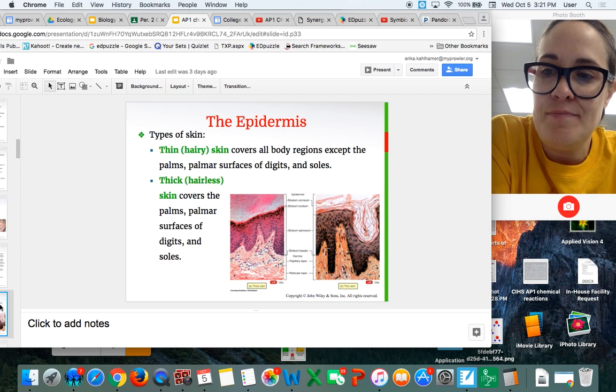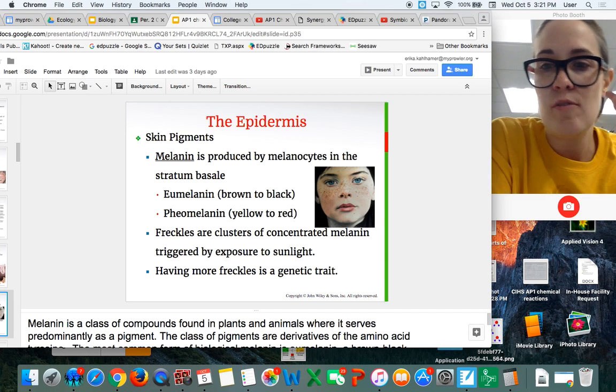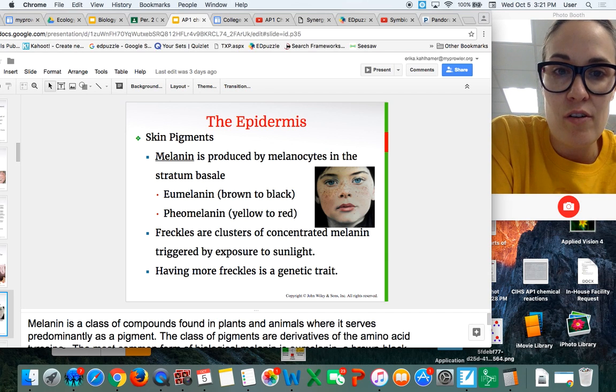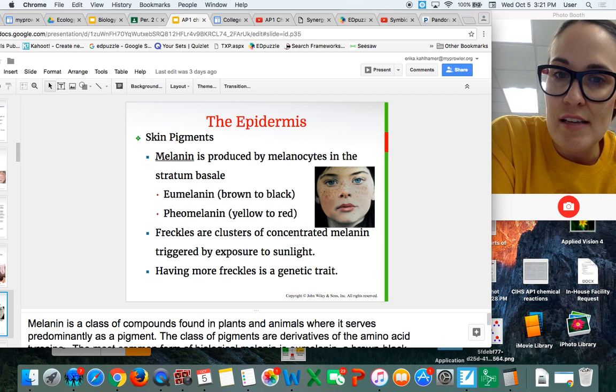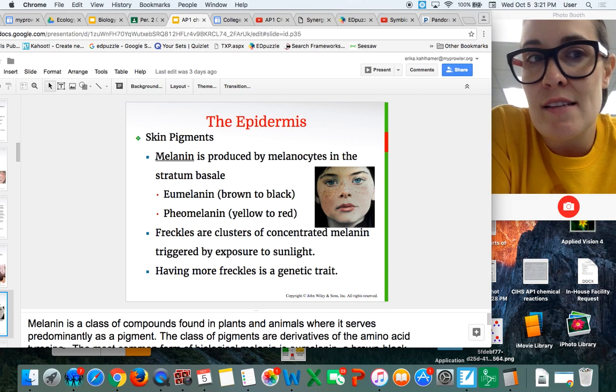And hairless skin is on the thicker parts of your body. So, pigments in the skin: your skin color is largely due to melanin, and it's produced by those melanocytes in that bottom layer.